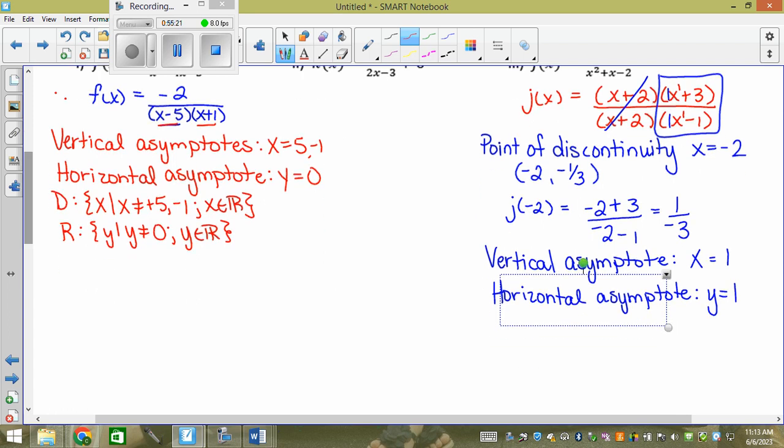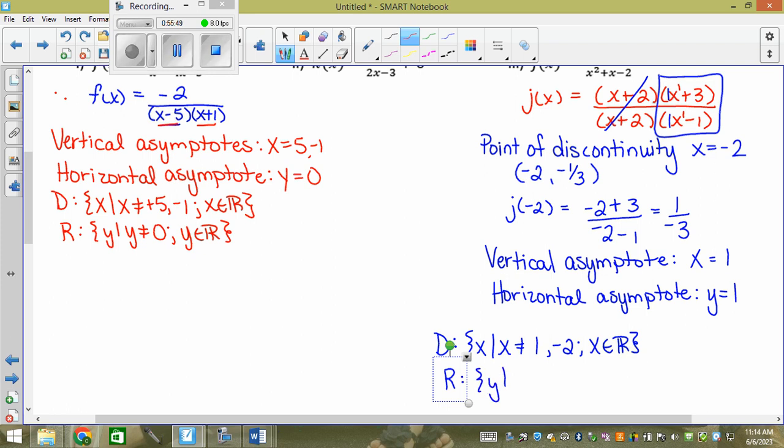So what you have to watch yourself with is, when you state the domain, it can't equal the x of the discontinuity or the vertical asymptote, right? A lot of people forget about the discontinuity stuff. So my domain is going to be x such that x can't equal 1 or negative 2. You're good to go. X is an element of the reals. And the range is y such that y cannot equal 1 and negative a third. Y is an element of the reals.